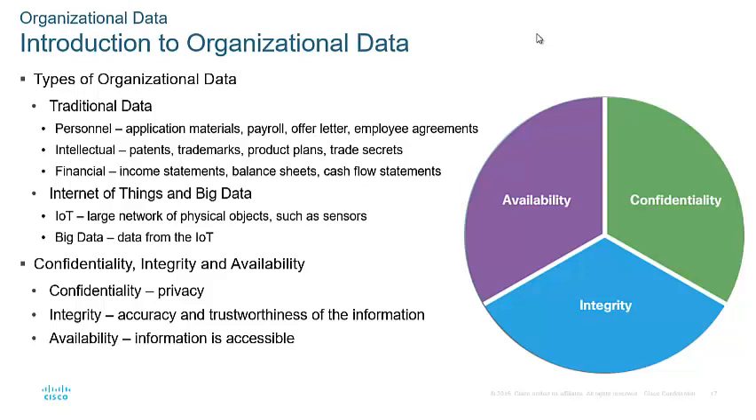We also have confidentiality, integrity, and availability. Confidentiality has to do with privacy. Integrity is the accuracy and trustworthiness of the information, and then availability is how accessible the information is. So to have organized data, the data must be available, there must be confidentiality with that data, and there should be integrity.